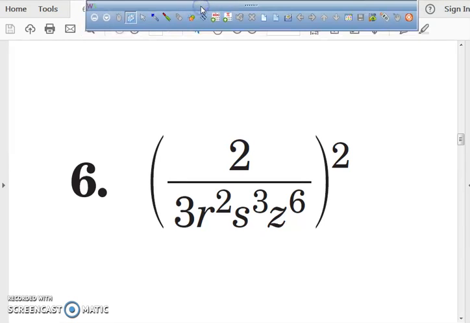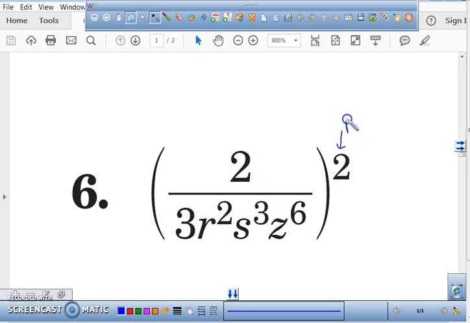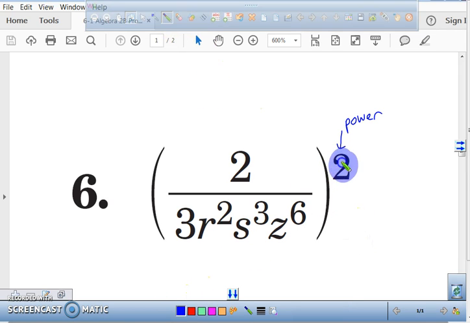We are continuing chapter 6, section 1, dealing with basically the properties of exponents. Okay? This number right here is a power, or an exponent. Whenever you have it on the outside of the parentheses, you need to apply this power to every single possible number or variable inside of the parentheses.